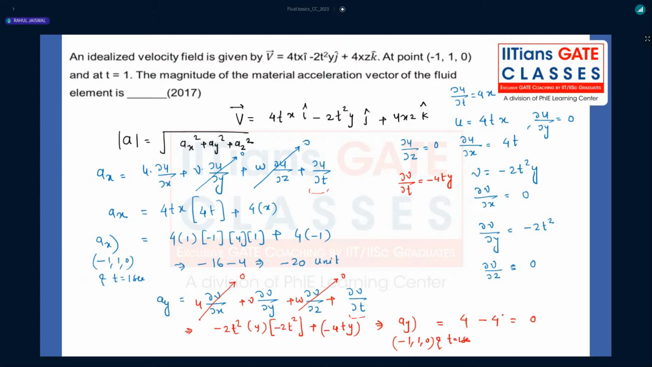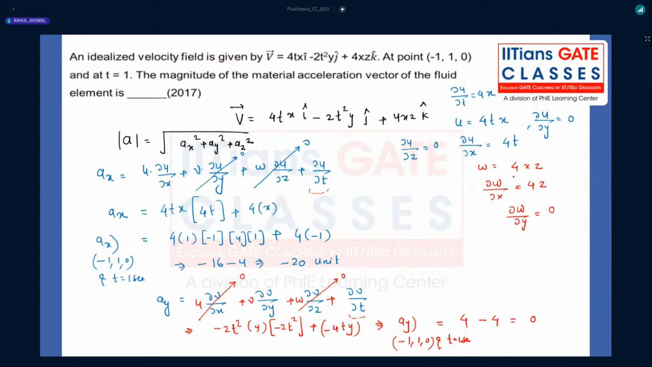Look very carefully. Acceleration in the y direction is coming as 0, right? So now if I just remove this part and write the omega component, that is the k component of velocity. When you write the k component of velocity, what can you write? Omega is 4xz. So ∂omega/∂x, once again, will be 4z. ∂omega/∂y, you can write 0, there is no y component. ∂omega/∂z is 4x, and ∂omega/∂t will be 0.